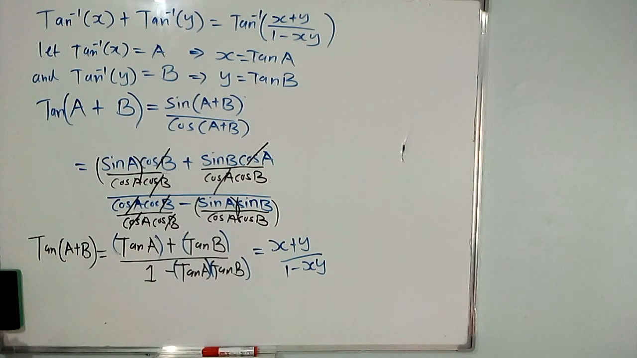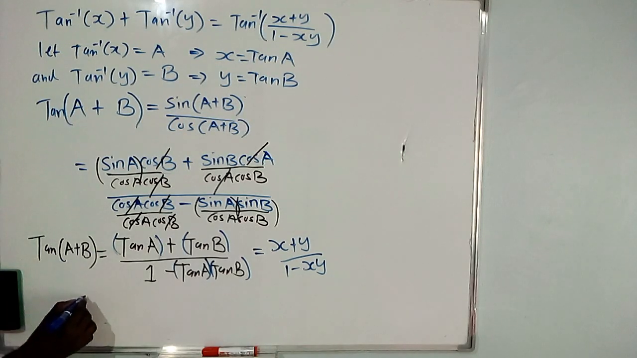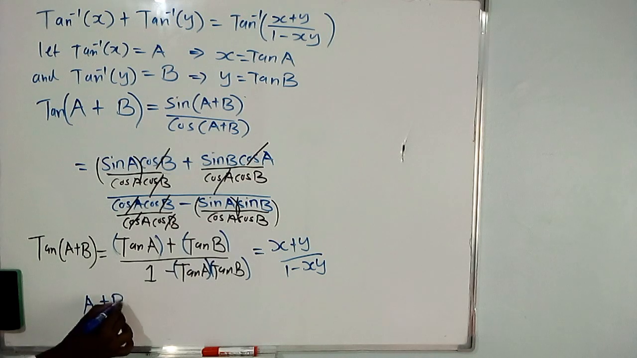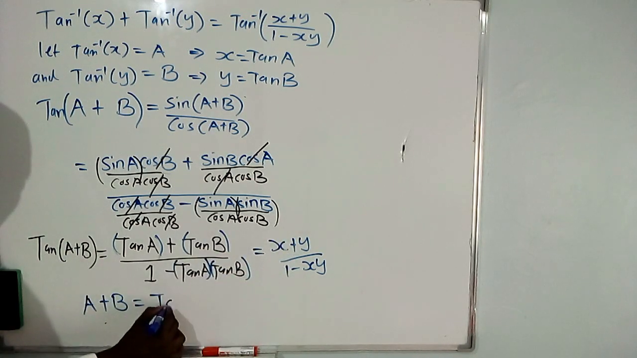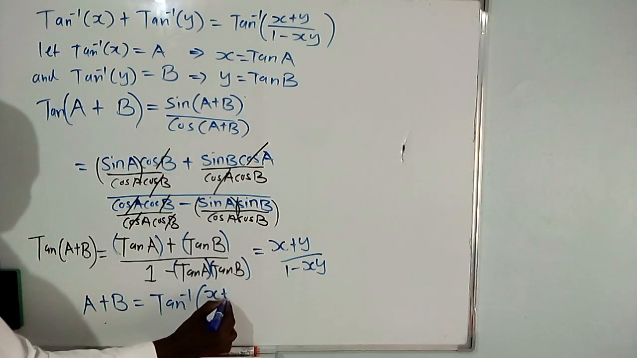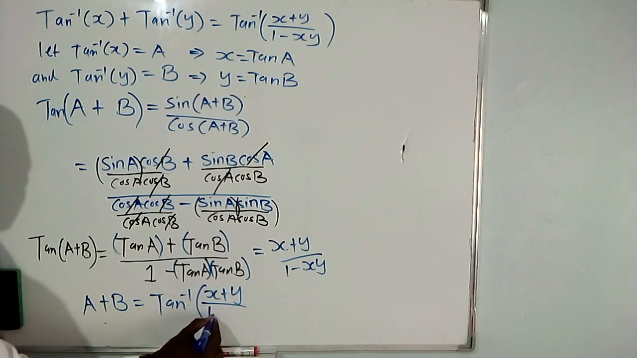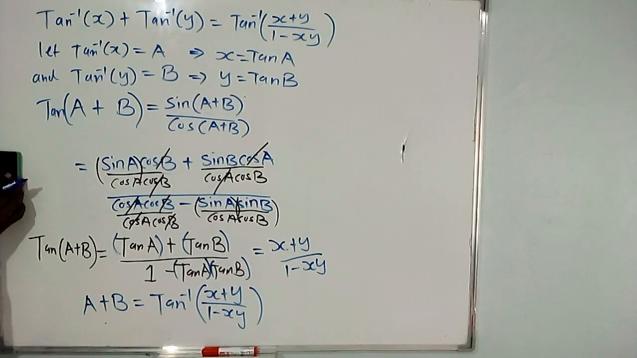Are we together? Then we need A plus B, not tan(A+B), meaning we take tan to the other side of the equation, isn't it? So this side will remain with A plus B. When tan goes to the other side of the equation, it becomes tan inverse, isn't it? So A plus B is tan inverse of (x plus y) over (1 minus xy). Are you seeing that? Tuko pamoja?